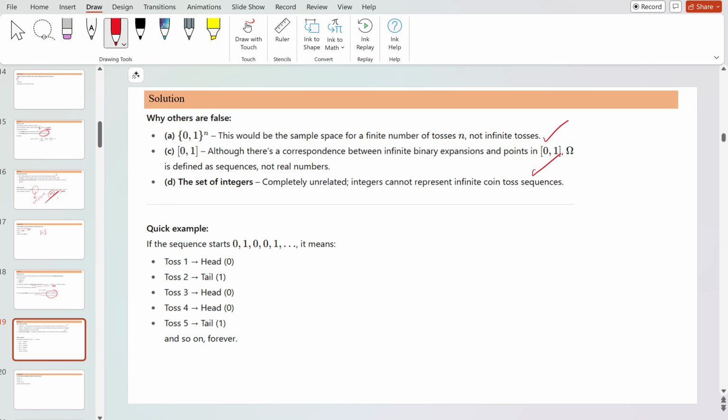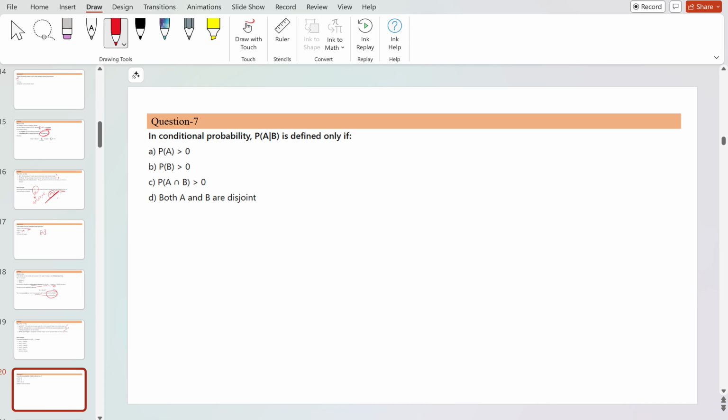Okay. So if you take the sequence 0 1 0 0 1, it means that toss 1 is a head, toss 2 is a tail, toss 3 is a head, toss 4 is a head which is 0, toss 5, and so on it goes forward. Okay, an infinite sequence. Try to solve this problem, take your time, and let me know if you have any problem.